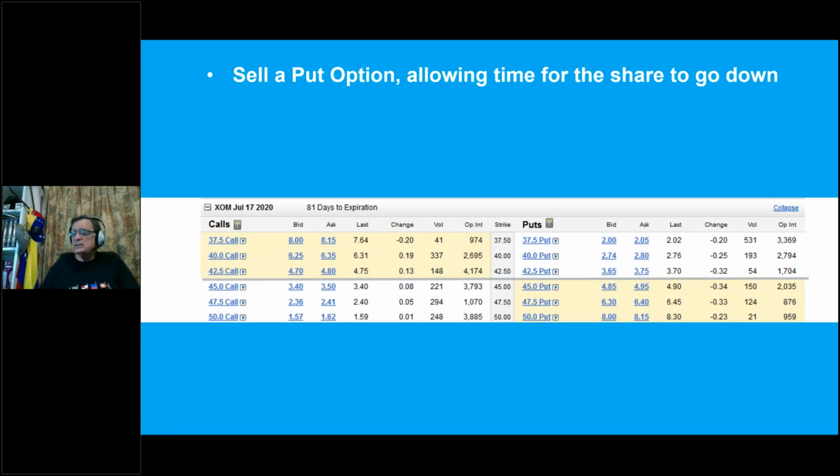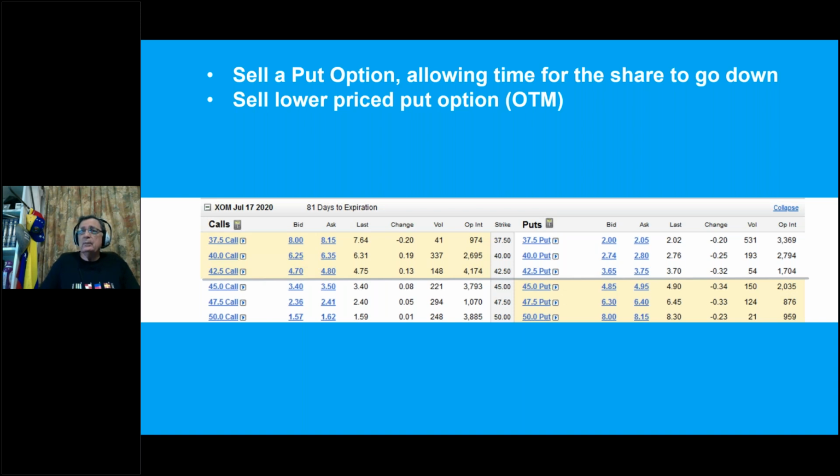So this is ExxonMobil's program, and we're going to sell a put option. And this is a naked put. We don't own the company. When we sell a put option, we're basically selling you the right, you're going to pay me for the right to put the shares to me. You're going to force me to buy it. I'm selling you the right to sell me the shares. In other words, I'm obligated to buy it if something happens, okay?